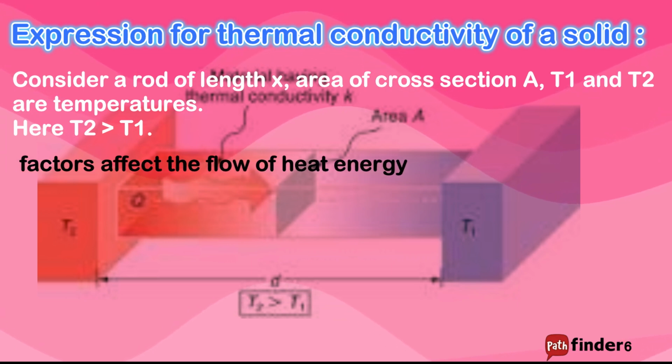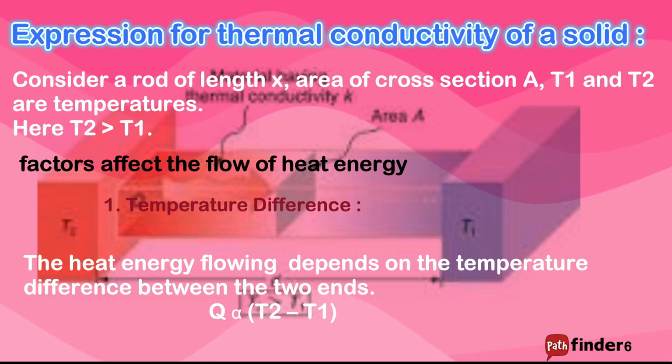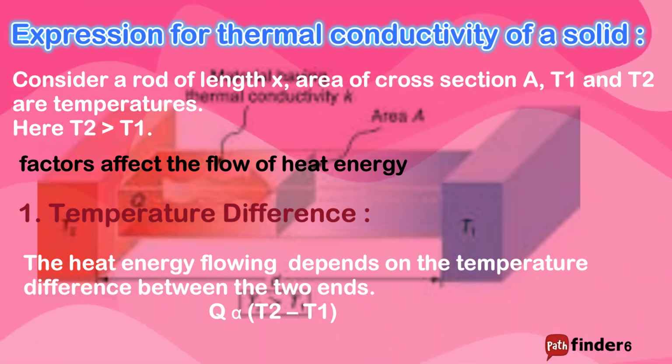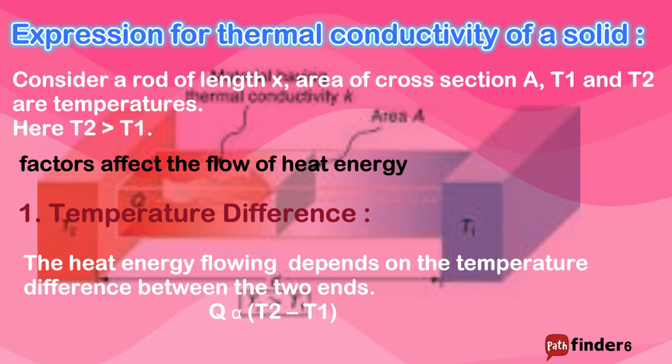Now let's see what factors affect the flow of heat energy. 1. Temperature difference. The heat energy flowing depends on the temperature difference between the two ends. It doesn't matter how high or low the temperatures are, what matters is the difference. If both ends are at the same temperature, no heat will flow. But if there's a significant temperature difference, the heat flow will increase. Q is proportional to T2 minus T1.